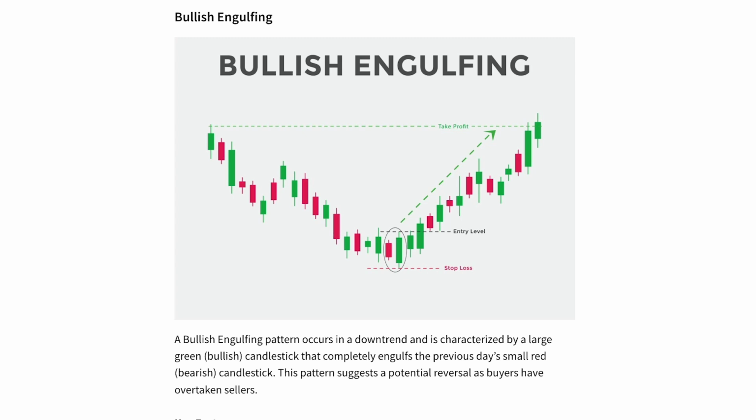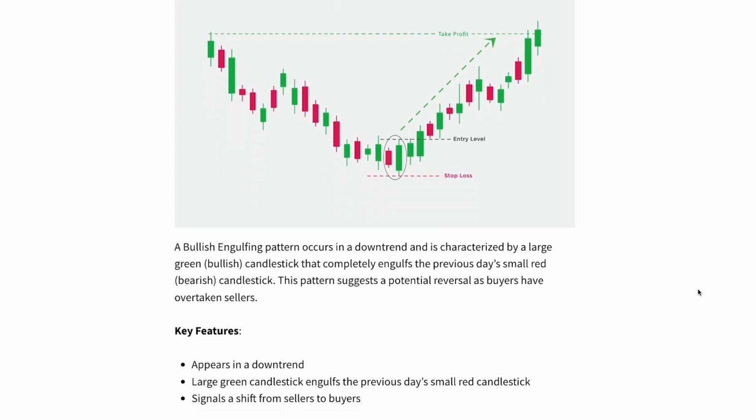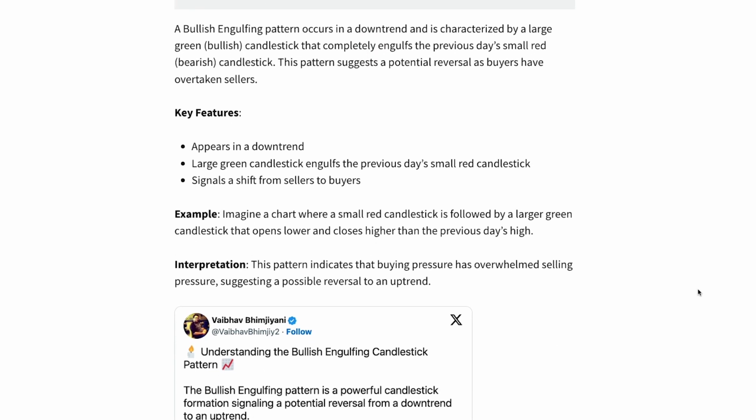This occurs in a downtrend, and it's characterized by a large green bullish candlestick that completely engulfs the previous day's small red one. We can see here we're in a downtrend, and then here you have a bullish green candlestick that completely engulfs this one, and that is an indication. It might suggest that a potential reversal is in place, and buyers may have overtaken sellers, and the trend might change.